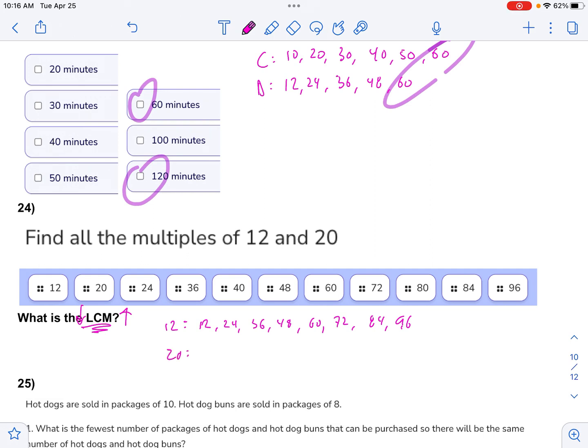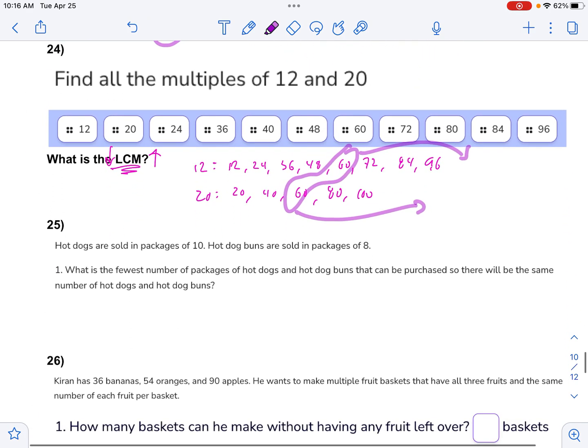So how about for 20? 20, 40, let me know when you find it. 60, 80, oh, I found it. Actually, I found it a bit ago. The 60 right here. And if we keep going, we're going to find another common one. Probably like 120. Yeah, we definitely would find it at 120. But we want the least one, the smallest one.